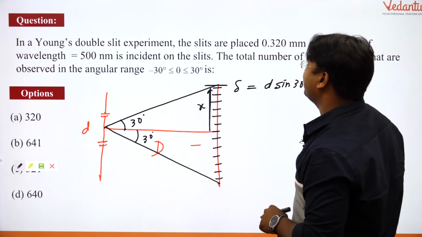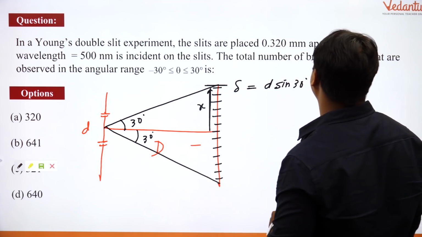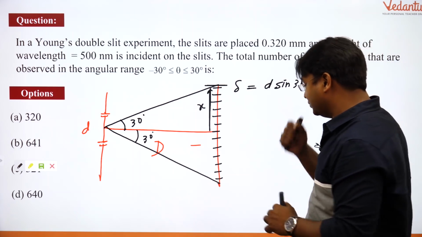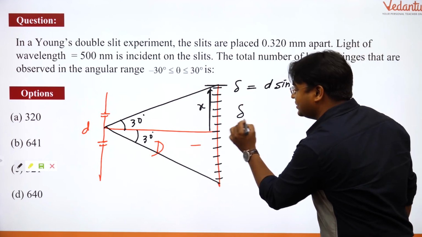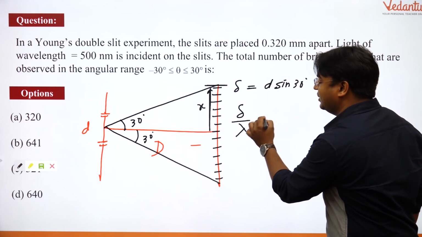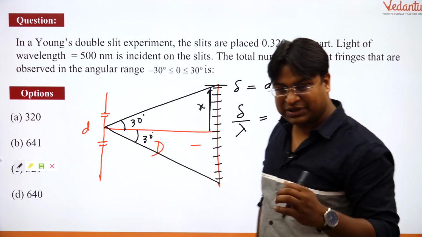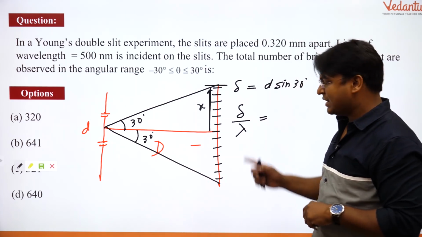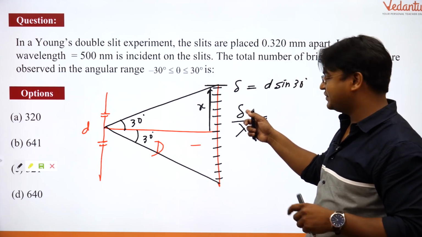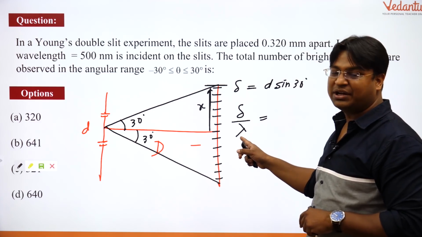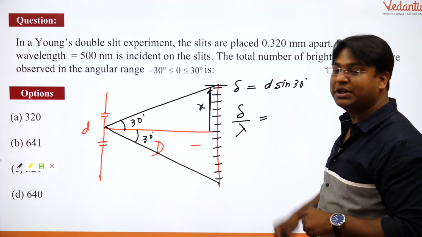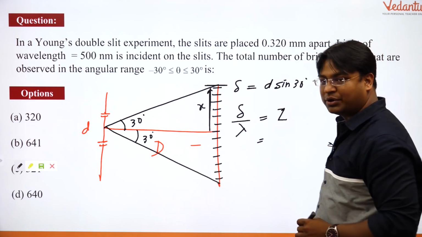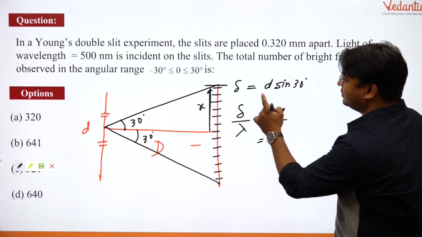Now we have to find the total number of bright fringes that are present in this region. So what we are going to do is divide this path difference by lambda. Can you tell me the dimensions of this ratio? The path difference has dimensions of length, lambda also has dimensions of length, so this will be a dimensionless ratio. We call this the Z value. This is a very useful number to have. Why? Let me just show you.